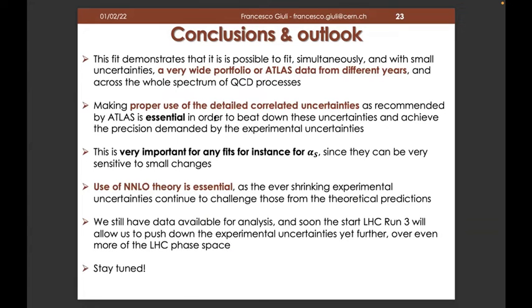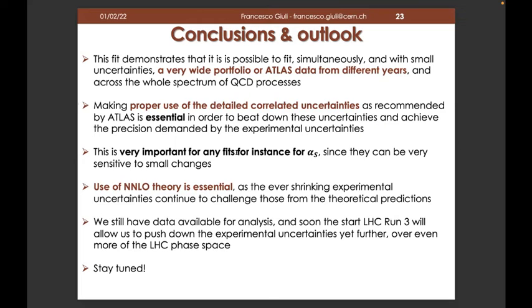And this is basically the end of my talk. The ATLASPDF21 fit demonstrates that it is possible to fit simultaneously, and also with a small uncertainty, a very wide portfolio of ATLAS datasets for different years. The key message of this paper is that making proper usage of the detailed correlated uncertainties, as recommended by the experimental collaboration like ATLAS, is essential to beat down uncertainty and achieve the precision demanded by experimental uncertainty.